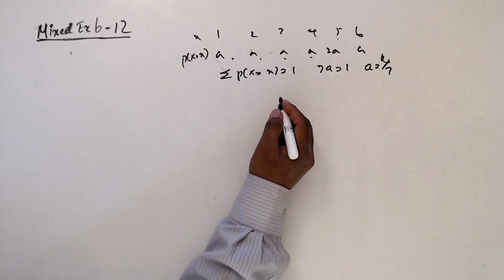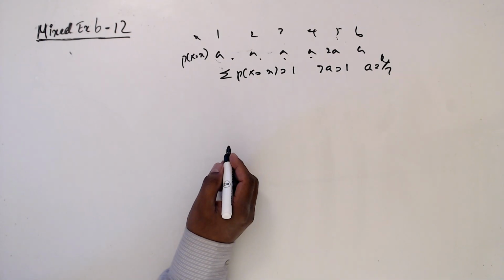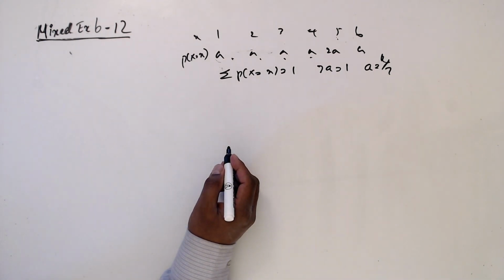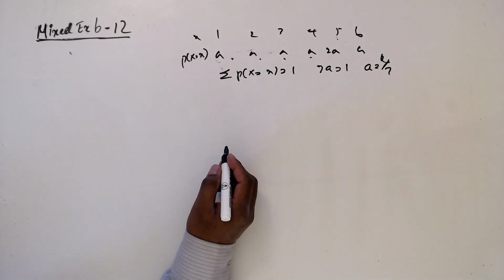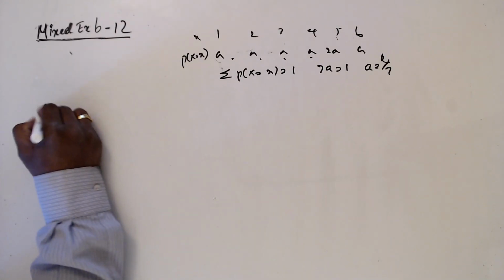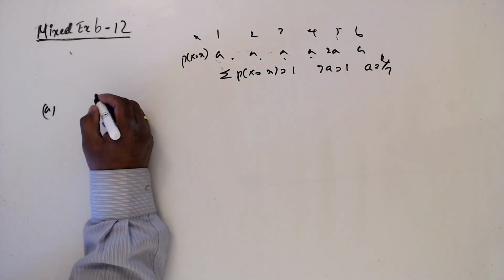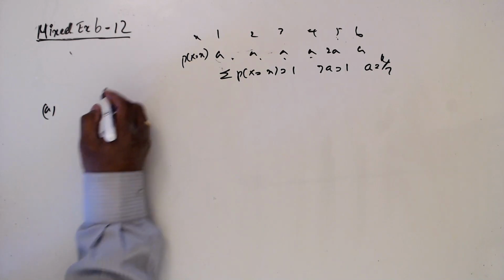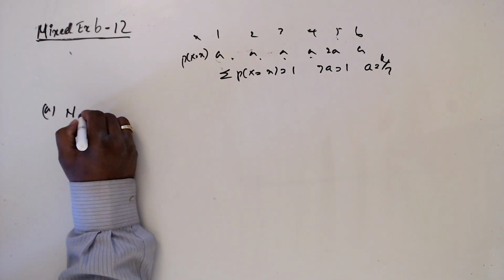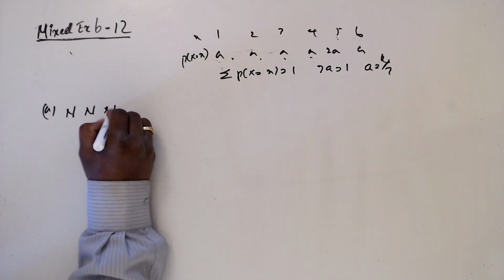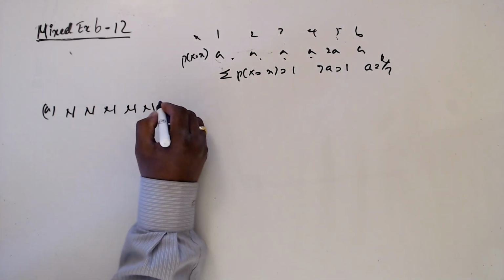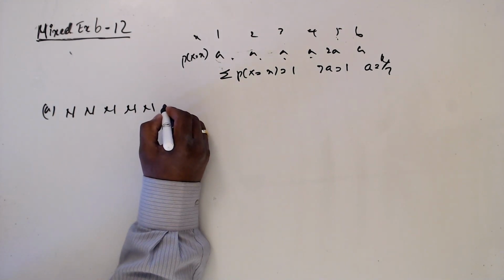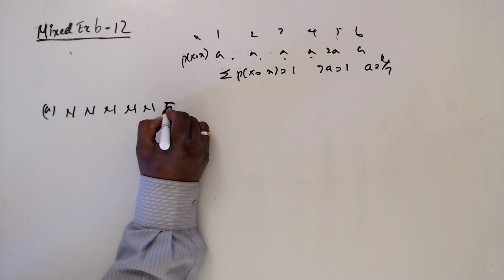Now question A, find the probability the first 6 will occur on the sixth row. First 6 will occur in the sixth row, not in the first row, not in the second, not in the third, not in the fourth, not in the fifth. Only in the sixth.